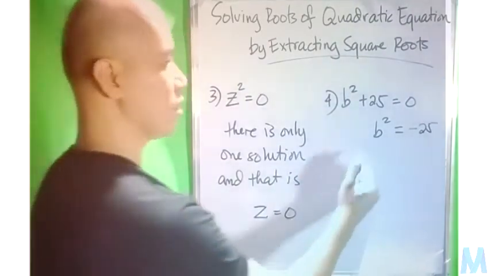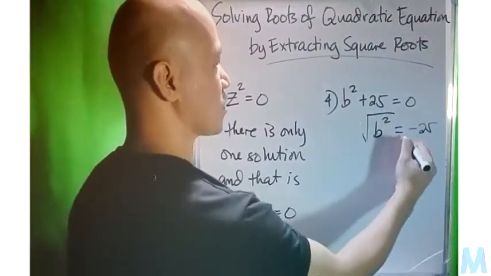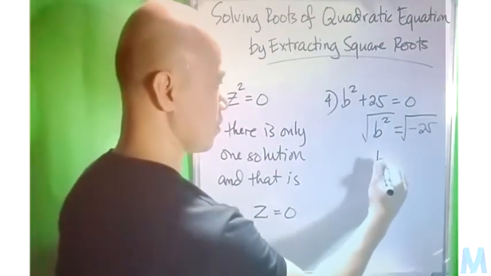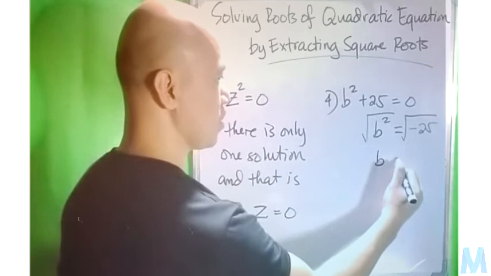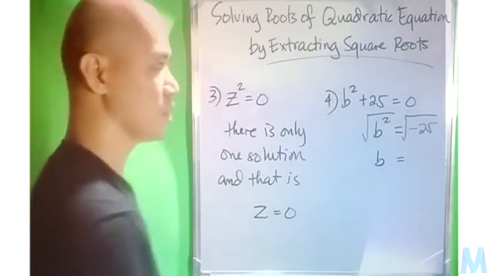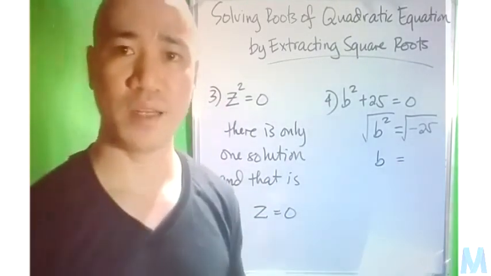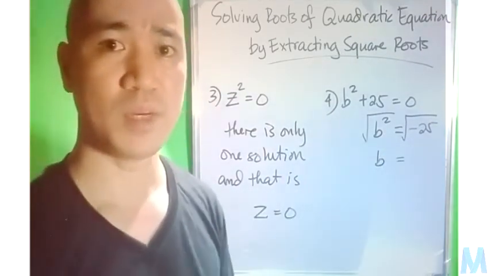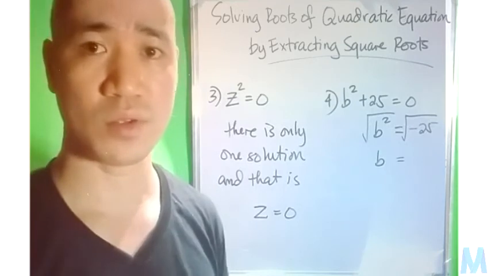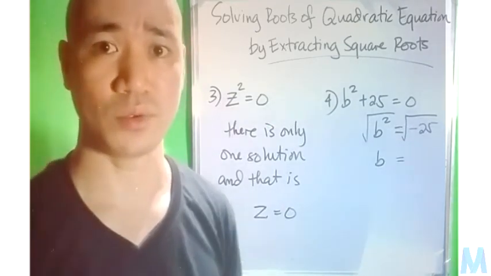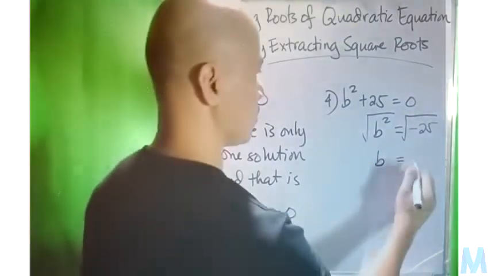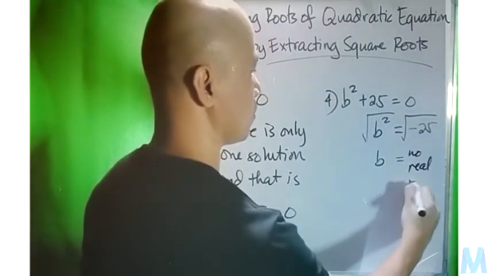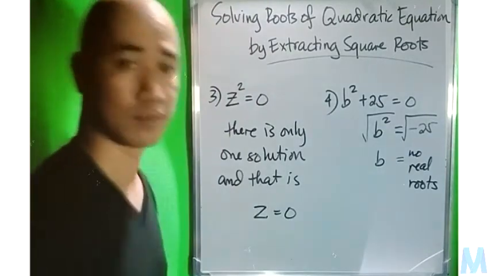Okay, so to get the roots, butangan natin ng square root symbol. Then, square root of b squared is b is equal to, now, sa mga negative na numbers, although ang 25 is a perfect square, but then it is a negative number, so wala kita sang real roots. No real roots. Okay?